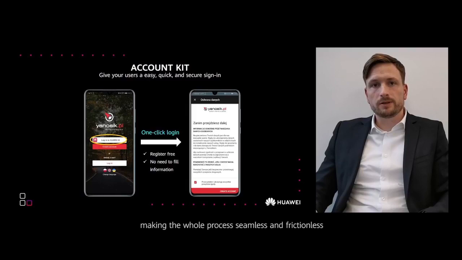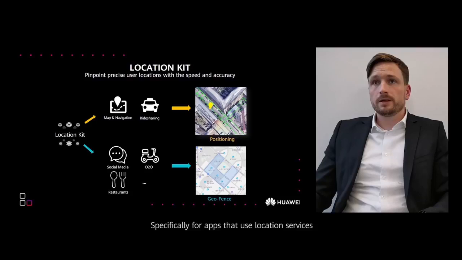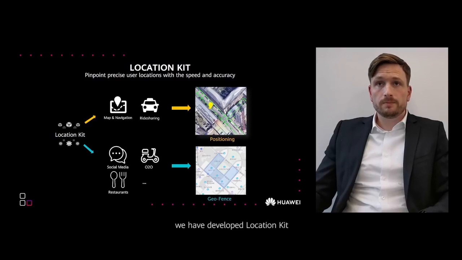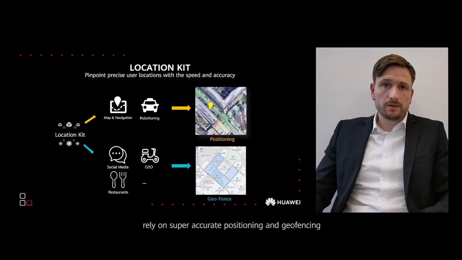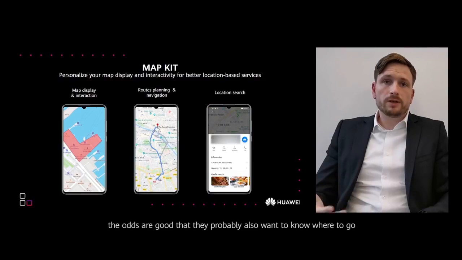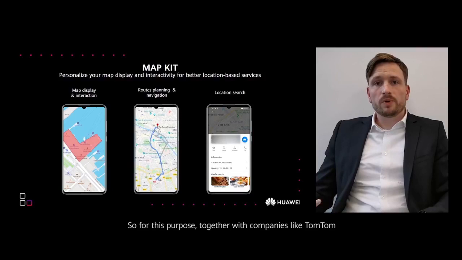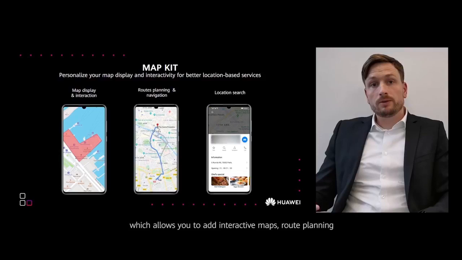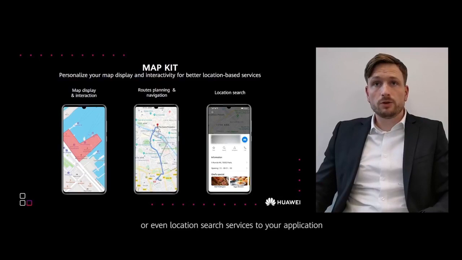Specifically for apps that use location services, like ride hailing, social media, or food delivery, we have developed Location Kit. It allows you to build features that rely on super accurate positioning and geofencing and can be easily integrated into your application. And once a user knows where they are, the odds are good that they probably also want to know where to go. So for this purpose, together with companies like TomTom, we developed our map kit, which allows you to add interactive maps, route planning, or even location search services to your application.